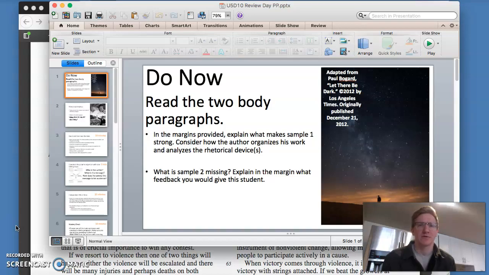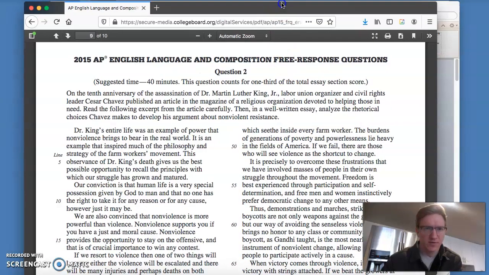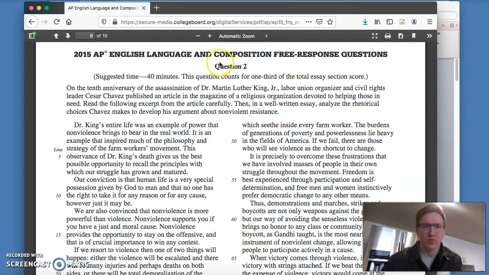I'll do a brief overview over most of the parts. I'll try to do the modeling more live, as how I'd actually teach it. But just for context, the focus of this class period was the AP free response question number 2, which is rhetorical analysis. This is what that looks like. This is the one we went over for this class period.